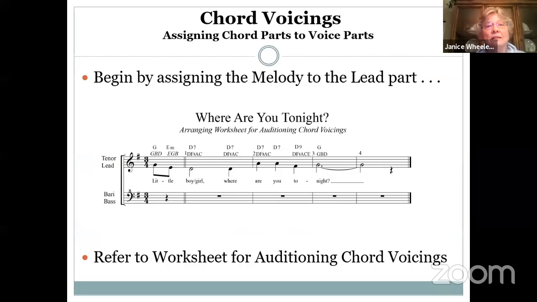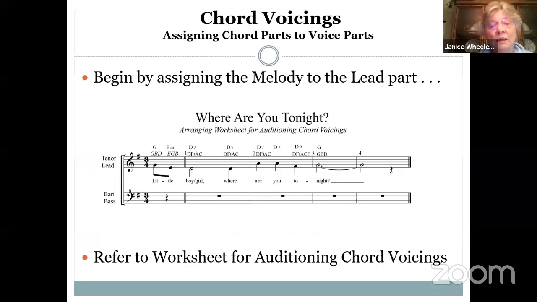So we begin by assigning the melody to the lead part, because the style of barbershop requires the melody to be surrounded by harmony parts. And so the melody is in the lead part, or what's sometimes called the second voice. This distinguishes it from a lot of choral music, where the melody is in the tenor or soprano part. But in barbershop, the melody is in the lead voice, the second voice.